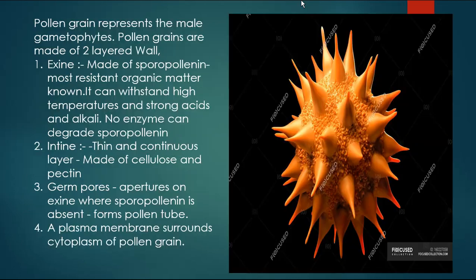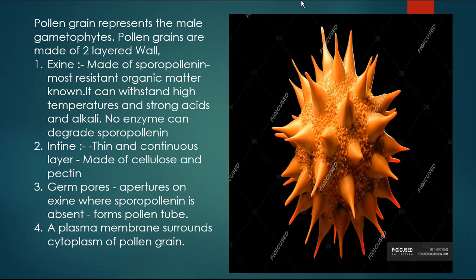Now, we are going to see the structure of pollen grain. The pollen grains represent the male gametophyte. The pollen grains are generally spherical, measuring about 25 to 50 micrometer in diameter. It has a prominent two-layered wall. The outer hard layer called exine is made up of sporopollenin, which is one of the most resistant organic material. It can withstand high temperature and strong acid and alkali. No enzyme that degrades sporopollenin is so far known.